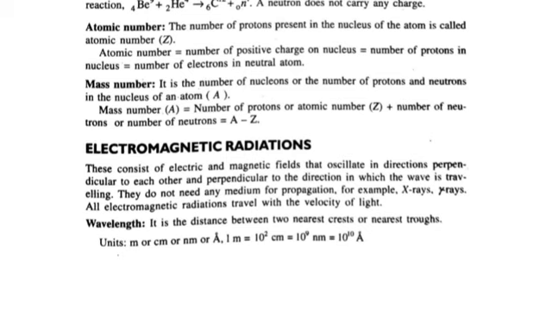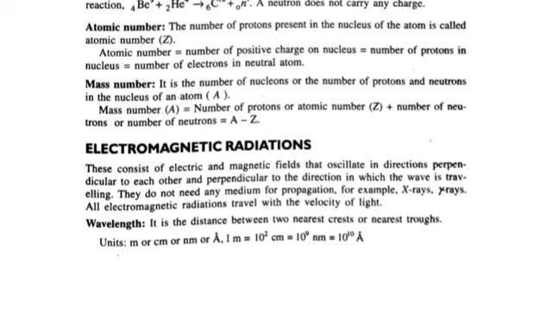If I talk about electromagnetic radiation, it consists of electric and magnetic fields that oscillate perpendicular to each other, and perpendicular to the direction in which the wave is traveling. They do not need any medium for propagation. For example, X-rays and gamma rays, all these electromagnetic radiations travel with the velocity of light, that you know very well. What is the velocity of light? It is 3 lakh kilometer per second, that means 3 into 10 to the power 8 meter per second.